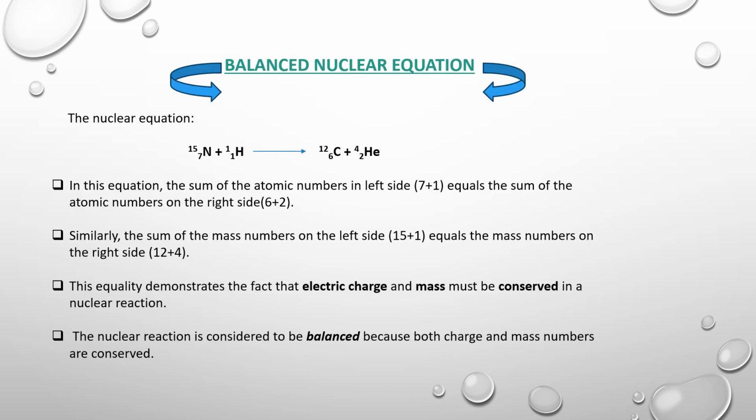Balanced nuclear equation. To understand a balanced nuclear equation better, we will consider the following nuclear equation which is on your slide. As you can see in this equation, the sum of the atomic numbers on the left side equals the sum of the atomic numbers on the right side. Similarly, the sum of the mass numbers on the left side equals the sum of the mass numbers on the right side. This equality demonstrates the fact that electric charge and mass must be conserved in a nuclear reaction. The nuclear reaction is considered to be balanced because both charge and mass numbers are conserved.